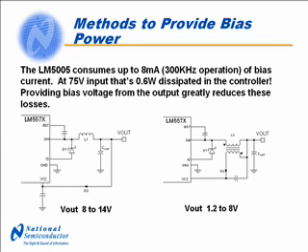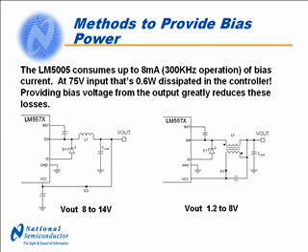Besides narrow duty cycles, another challenge when designing high input voltage buck regulators is the power loss due to bias power. Bias power is the power necessary to power the controller and drive the MOSFET. As an example, the LM5005 consumes about 8 milliamps while operating at 300 kilohertz. At 75 volt input, this equates to 0.6 watts dissipated in the controller just for bias power.